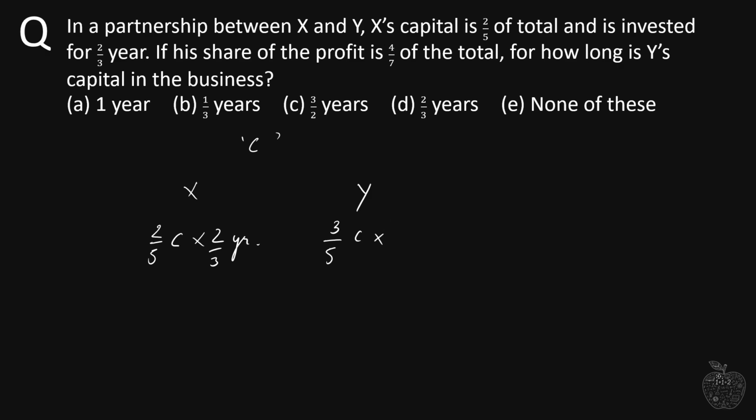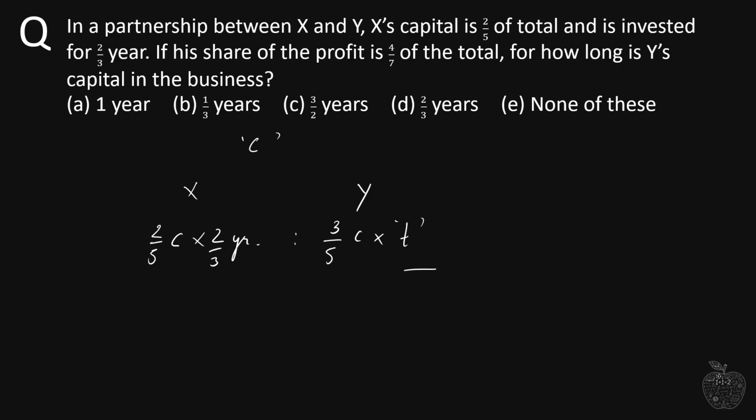And we don't know for how long Y's capital is in the business, so we don't know the time period. So let's assume that Y invests this amount for time period T. And the profit will be distributed among X and Y on the basis of their investment and the time period of their investment. So that means the profit will be distributed among X and Y in this ratio only.